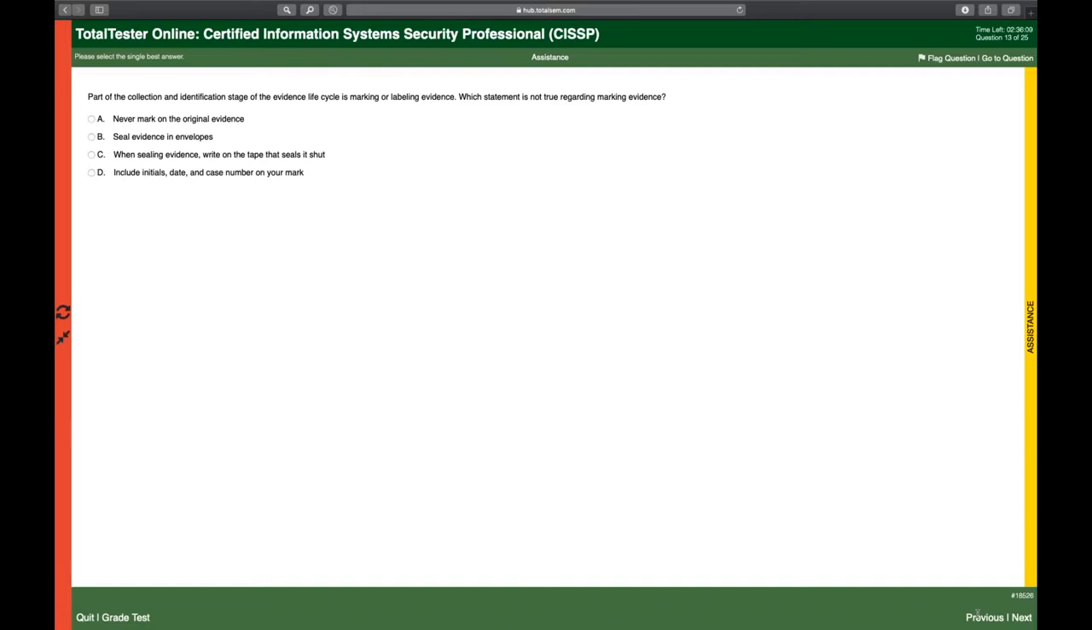Which statement is not true regarding marking evidence? I was thinking C, but that was just a total guess. Yeah, I'm thinking A, because why would you want to? It's Charlie. Add anything to the evidence, right? I thought they always put some tape or something on it to identify it. There has to be some type of identifier. Yeah, but you don't want to mark the tape because the tape's going to be cut when they go to examine the evidence. That's why it's Charlie.